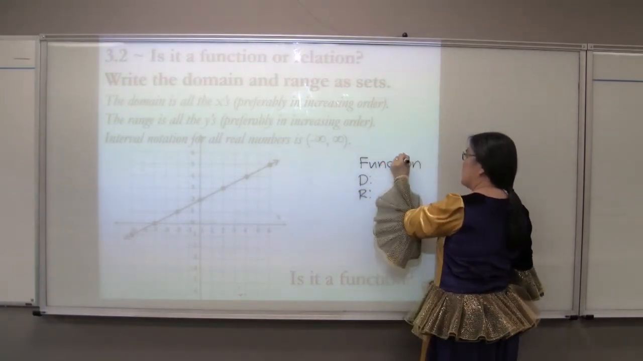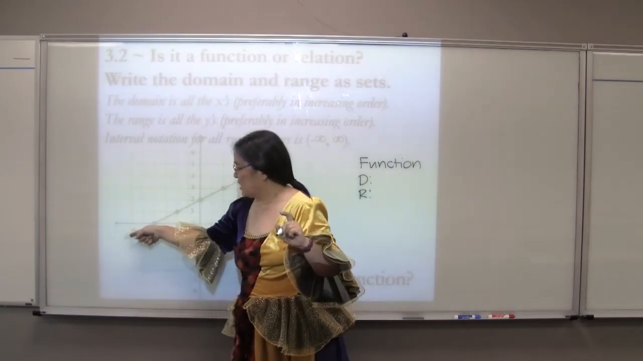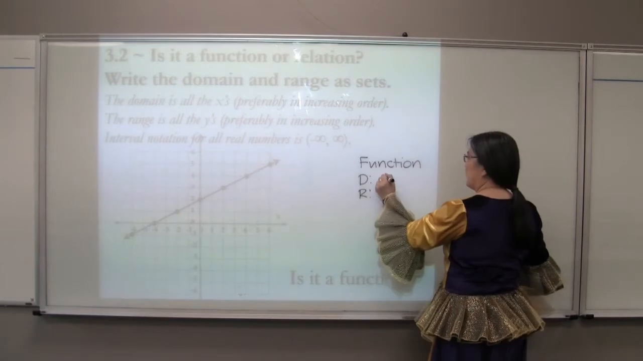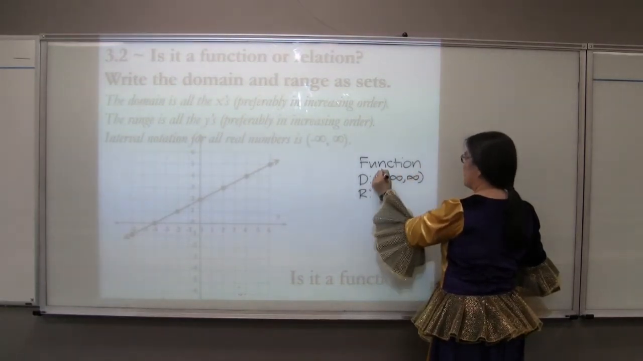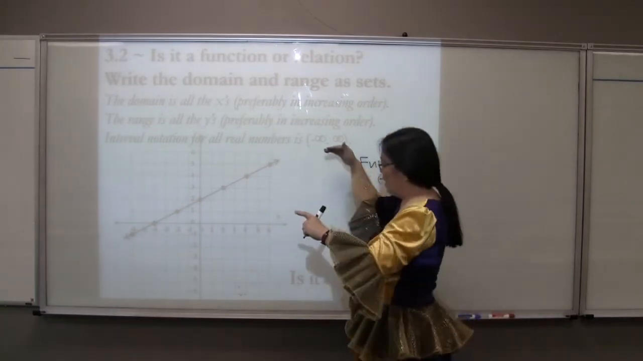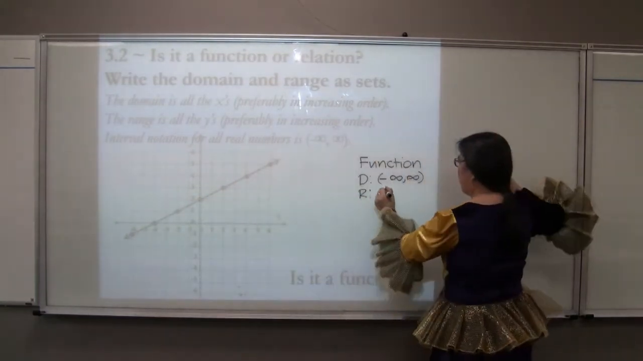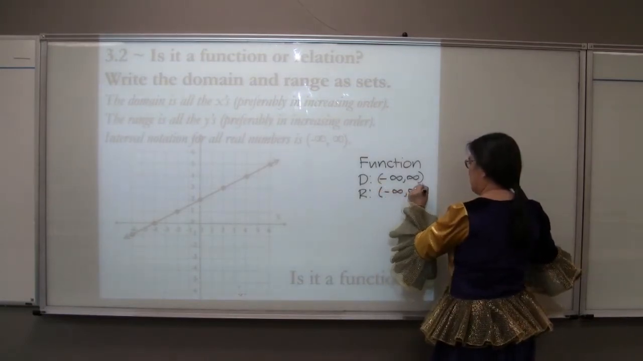Remember, our interval notation goes all the way to the left and all the way to the right. So this one goes all the way to -infinity and all the way to +infinity, which means it hits everything and it doesn't stop in the middle. Range, how far down does it go? It goes down forever to -infinity. It goes up forever to +infinity. The range is also -infinity to +infinity.